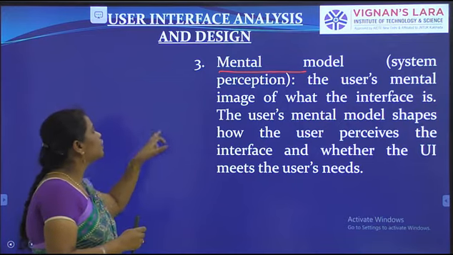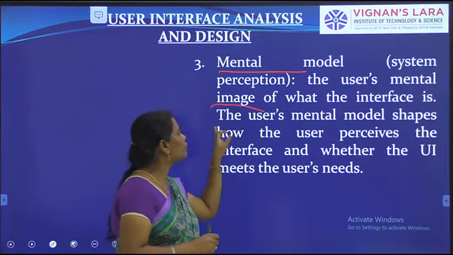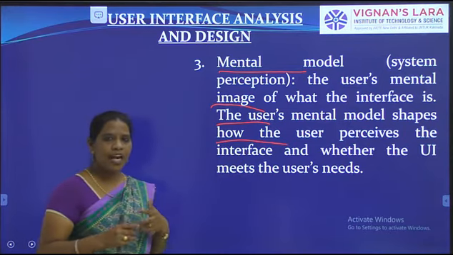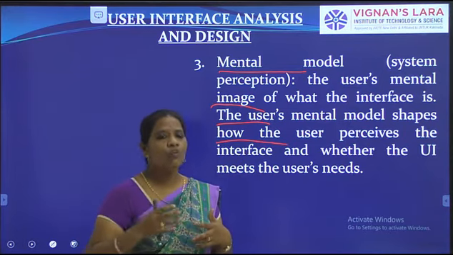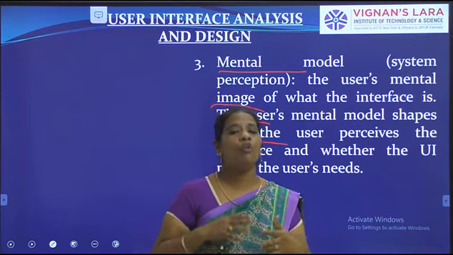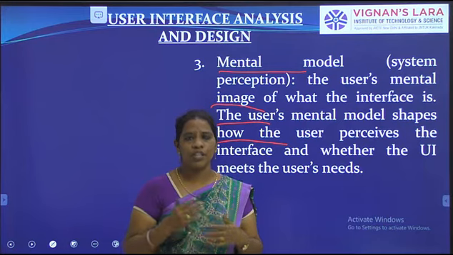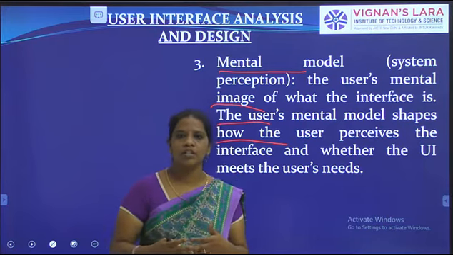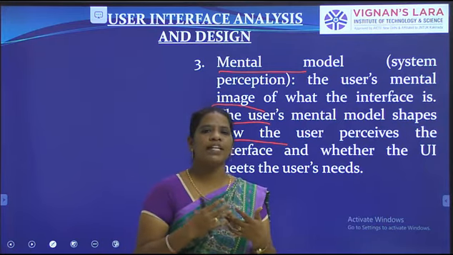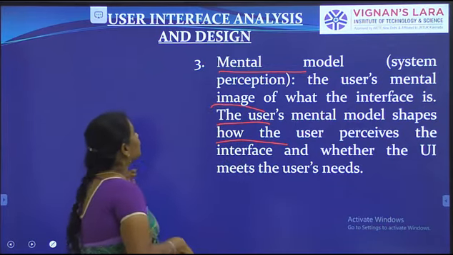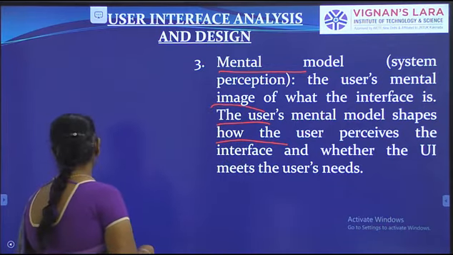That means the user's mental image of what the interface is, the user's mental model, shapes how the user perceives it. So when we are interacting with the system, how we are receiving the information from the system, how we are interacting with the system. Is it convenient for the user to interact with the system regularly or not? Is he facing any problems while interacting with the system? So that is a mental model. Okay. So these are the three types of the user interface design models.